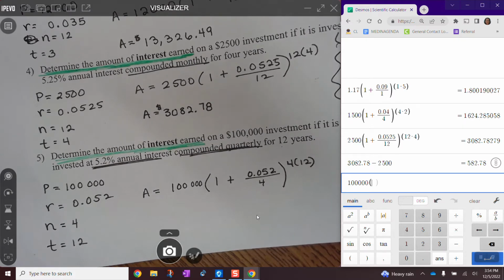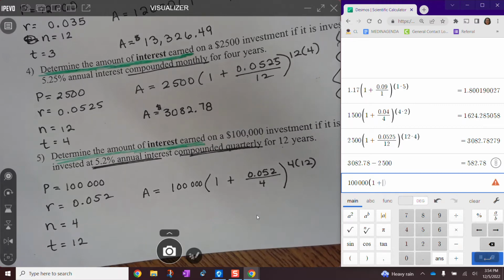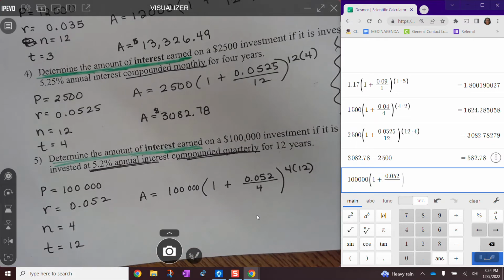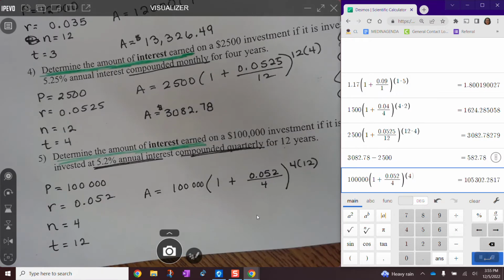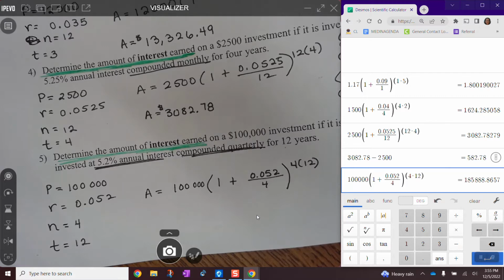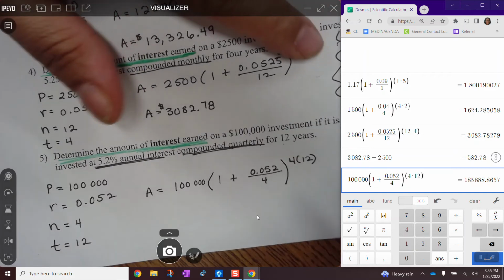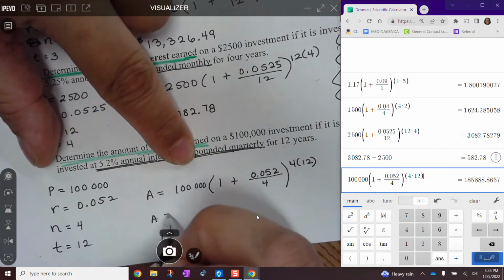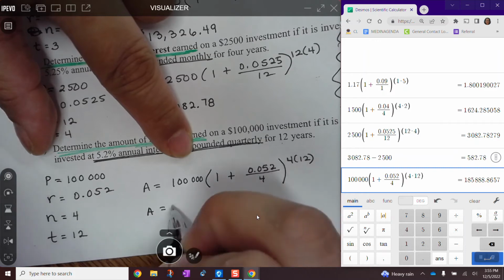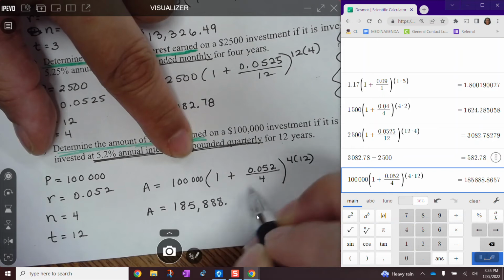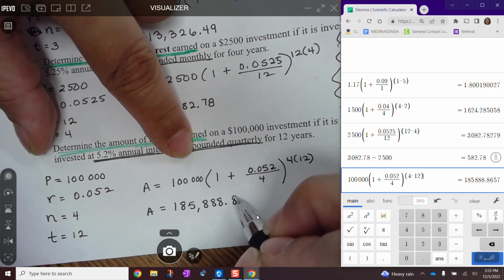100,000, 4 times 12. Okay. So the new balance in your account is $185,887.